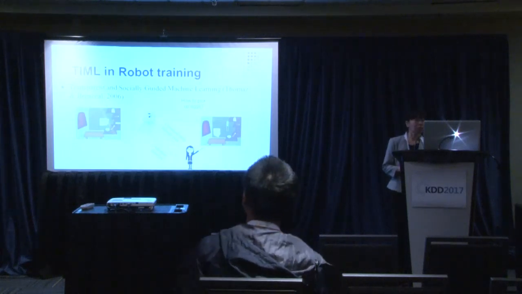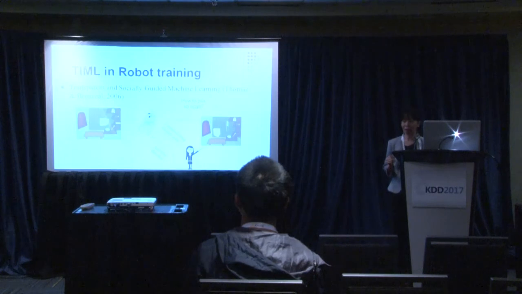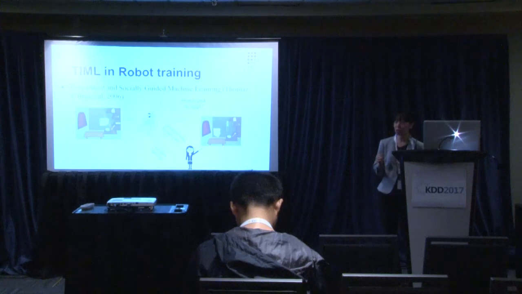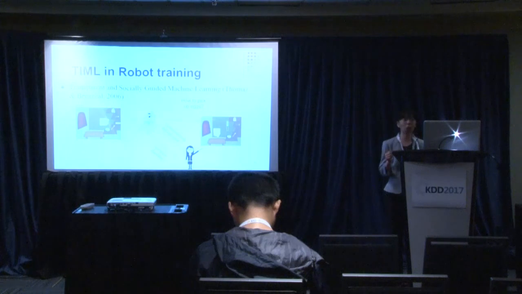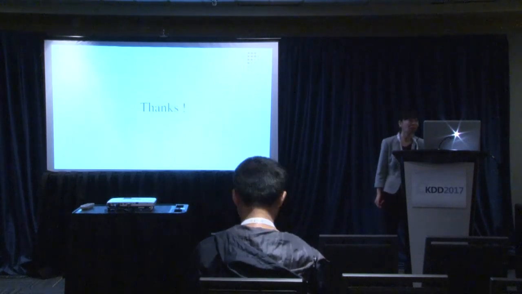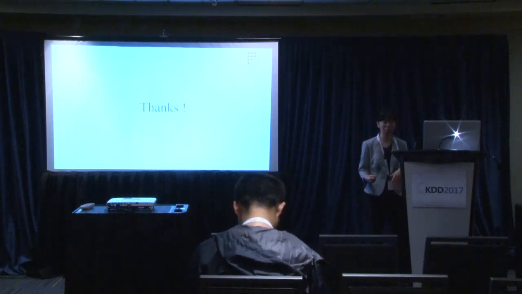In robot training, TRML has also been used to make the learning process of the robot transparent to the human teachers, so that they can know when the robot may be uncertain about the action selection, and they can provide guidance messages for that robot. That's all the applications I want to present for the TRML. And we have come to the end of this part of the tutorial.